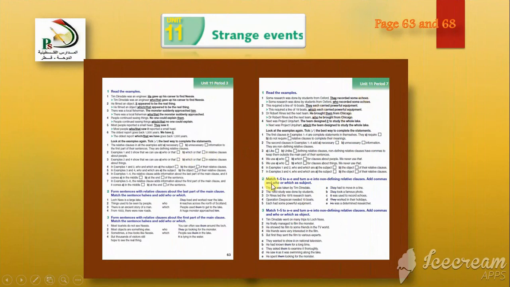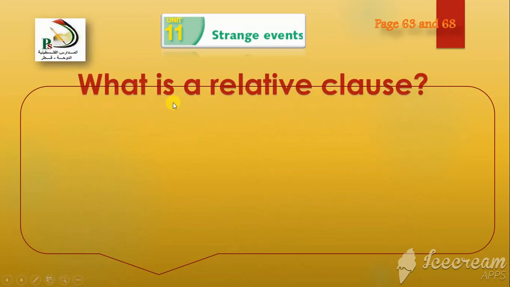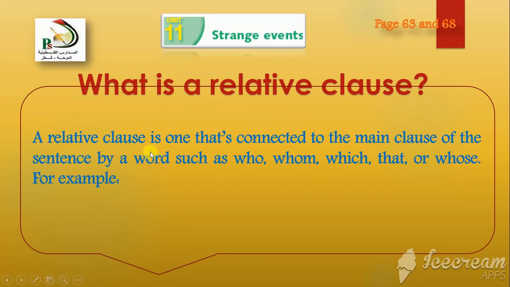What is the difference between them? A very simple difference. One of them is one type of relative clause and the other one is the second type of relative clause. I said relative clause. So the question comes in our mind, what is a relative clause? It is something that is connected to the main clause of the sentence by a word such as who, whom, which, that, or whose.